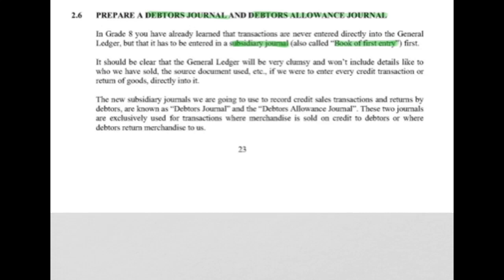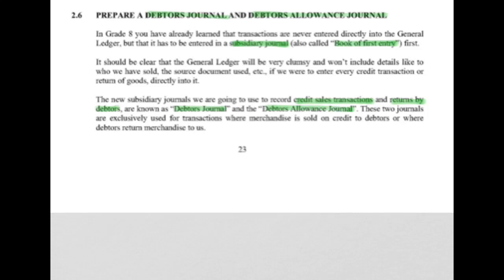It should be clear that the general ledger will be very clumsy and won't include details like to who we have sold and the source documents used, etc., if we were to enter every credit transaction or return of goods directly into it. So the new subsidiary journals we are going to use to record credit sales transactions and returns by debtors are known as the debtors journal and the debtors allowances journal.